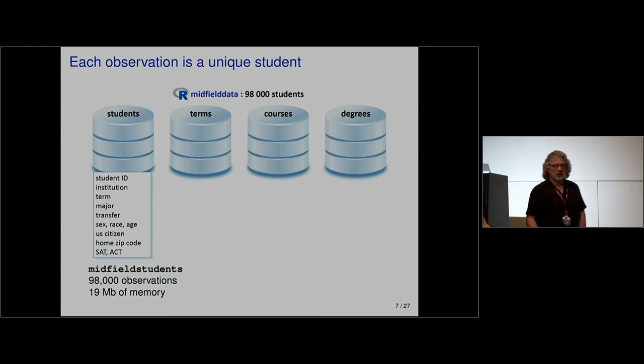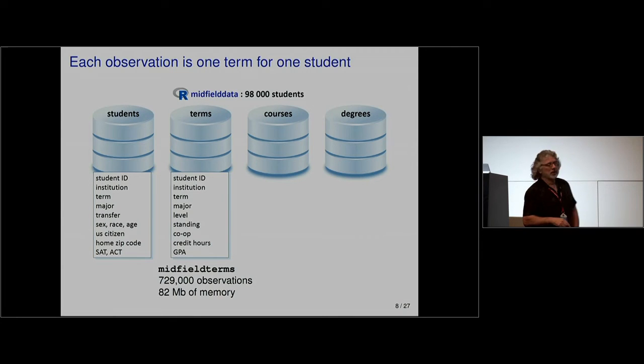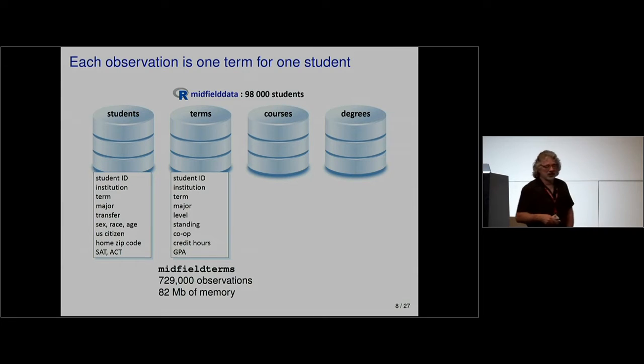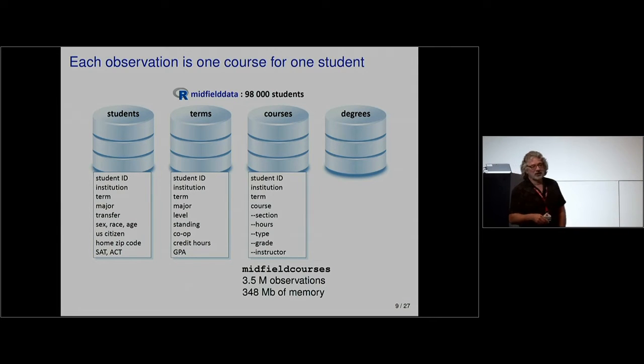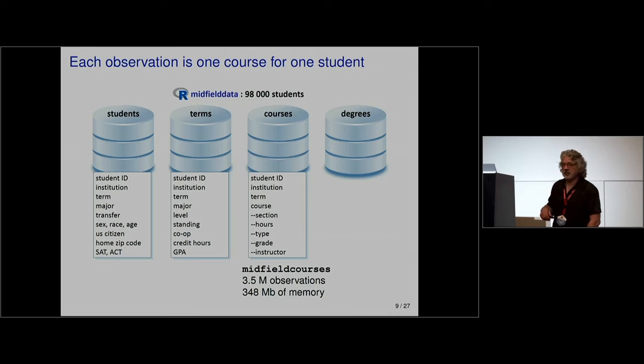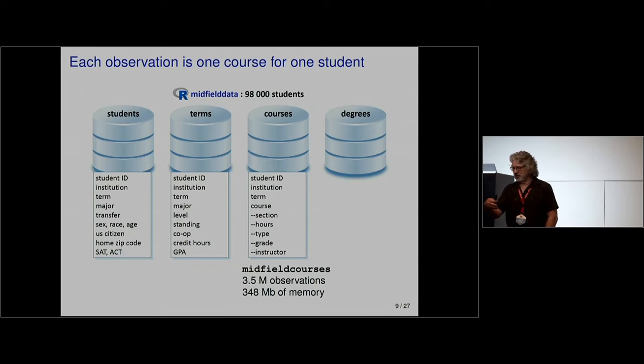In the students category, we have demographic information. In the terms category, we have 1 row per student per term, so the number of observations goes up from 98,000 to 730,000. Then we have the course data set, which is the largest. That's 1 row per course per student per unique term. And so this is the big one, 350 megs of memory if you have it installed, which is why this one won't go to CRAN.